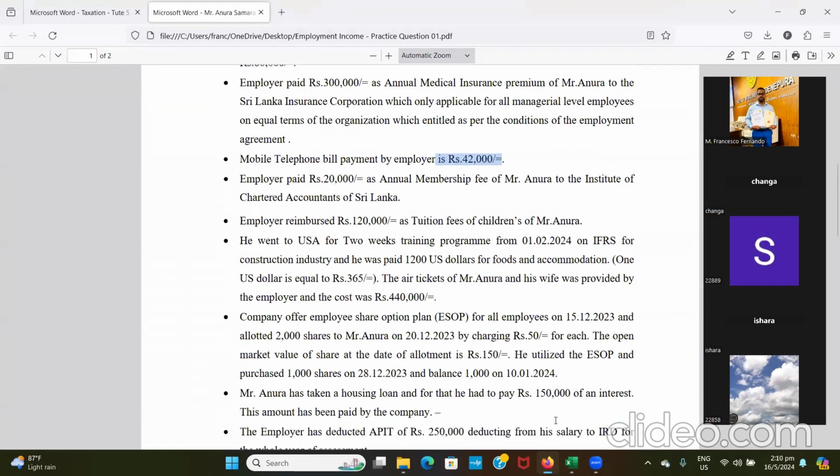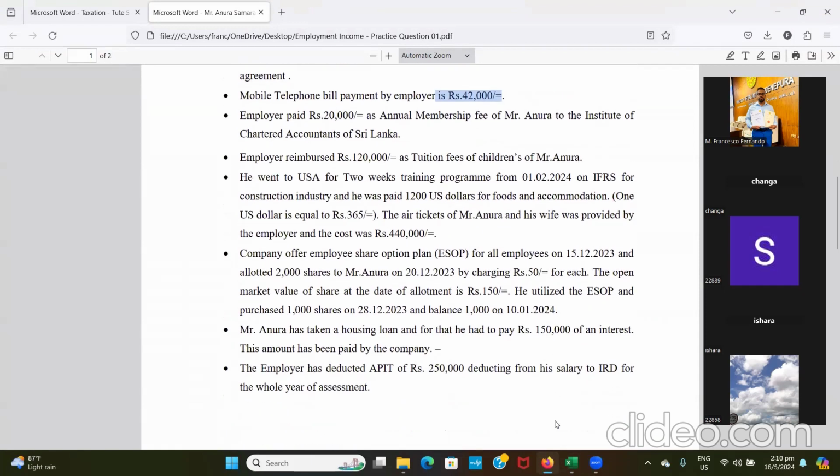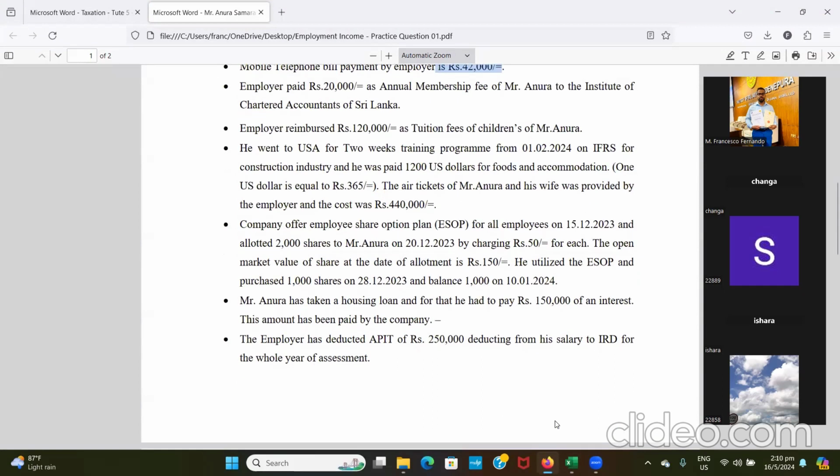he went to USA for a 2 weeks training program on IFRS, International Financial Reporting Standards for construction industry, and he was paid $1,200 for food and accommodation. $1 equals this much. The air tickets of Mr. Aruna and his wife were provided by the employer, and the cost was 440,000. The cost of air tickets was 440,000.